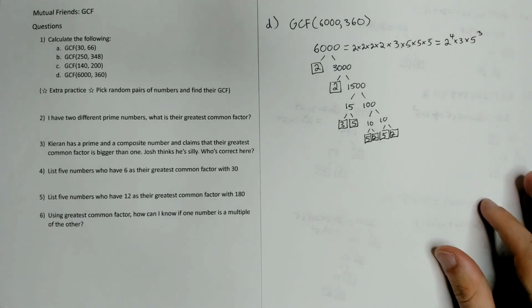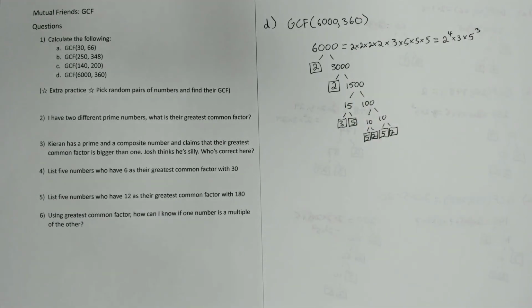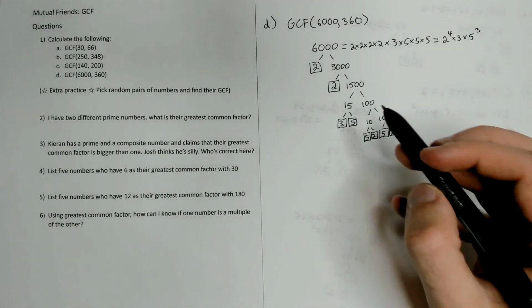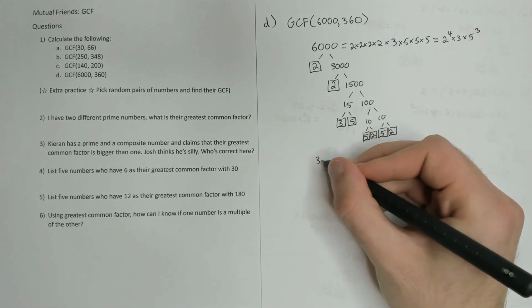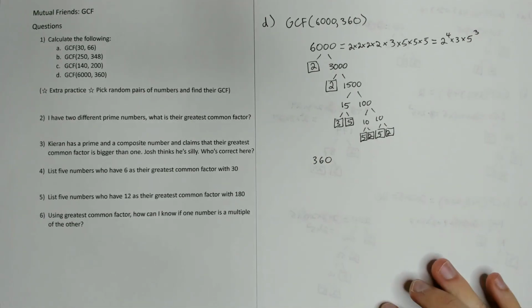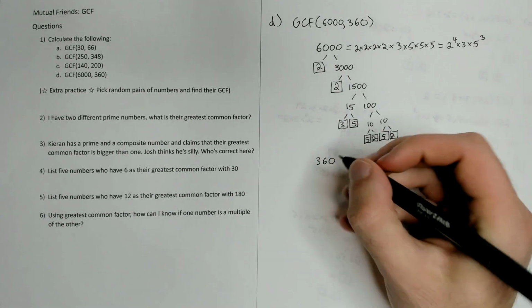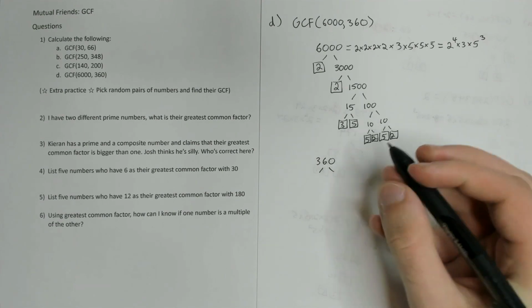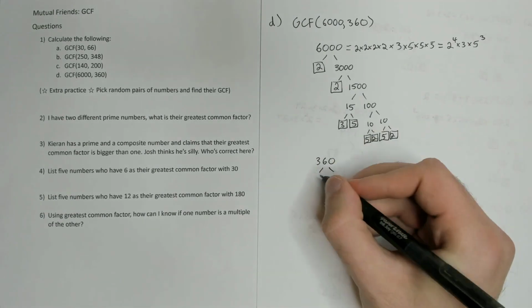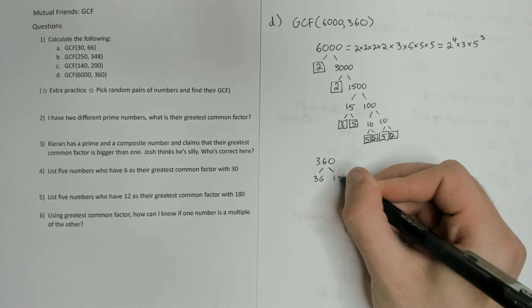All right, awesome. So that is our prime factorization of 6,000. See, it wasn't as bad as you thought, just a little bit longer. So now let's do the prime factorization of 360. All right, so we can split 360 up into, let's say, maybe 36 and 10, right?